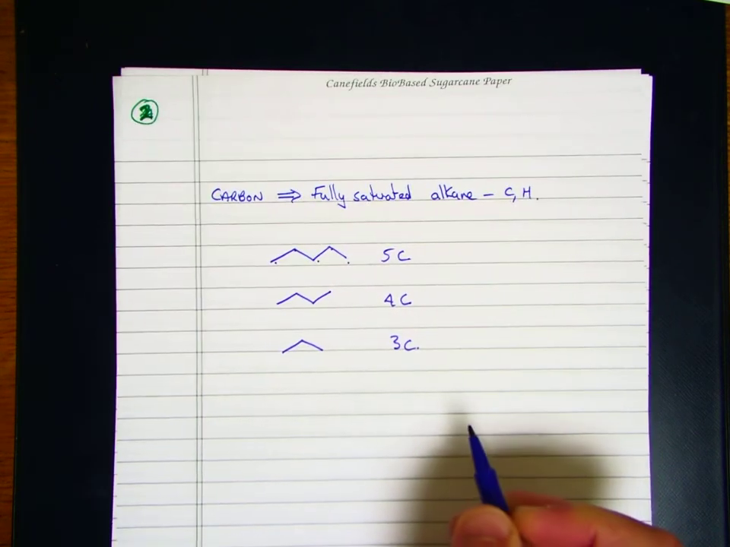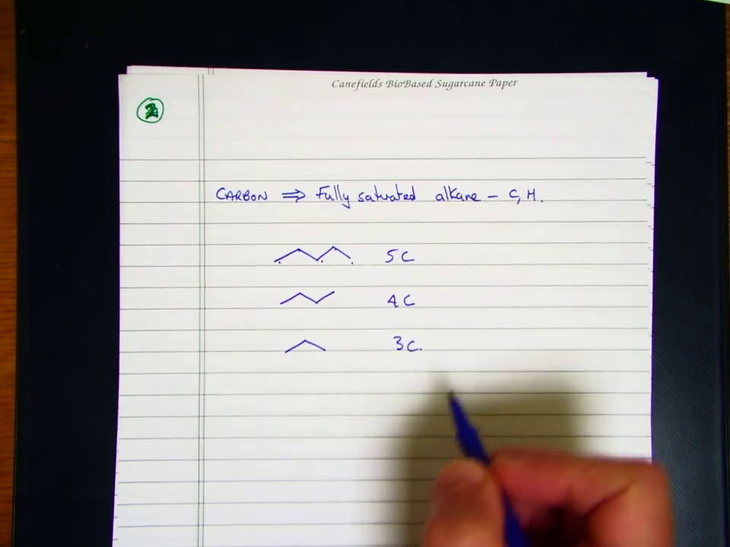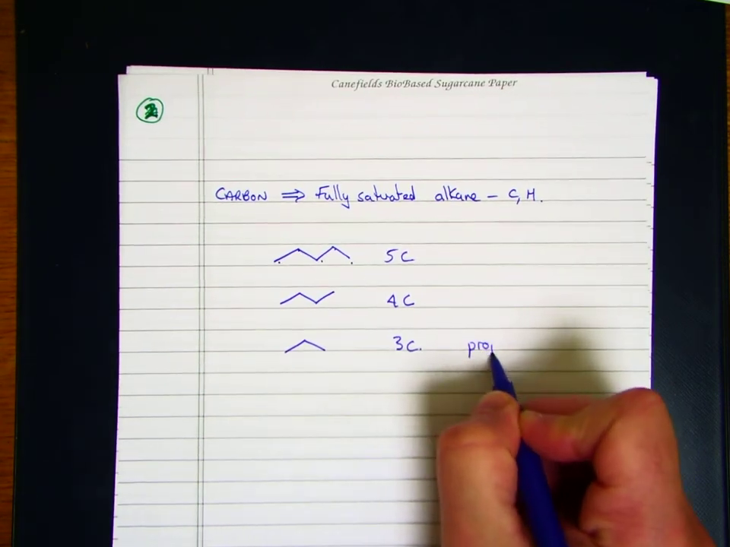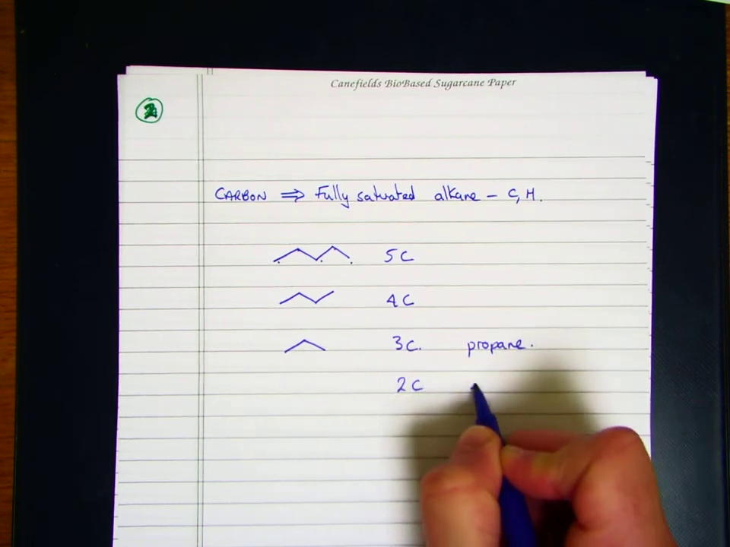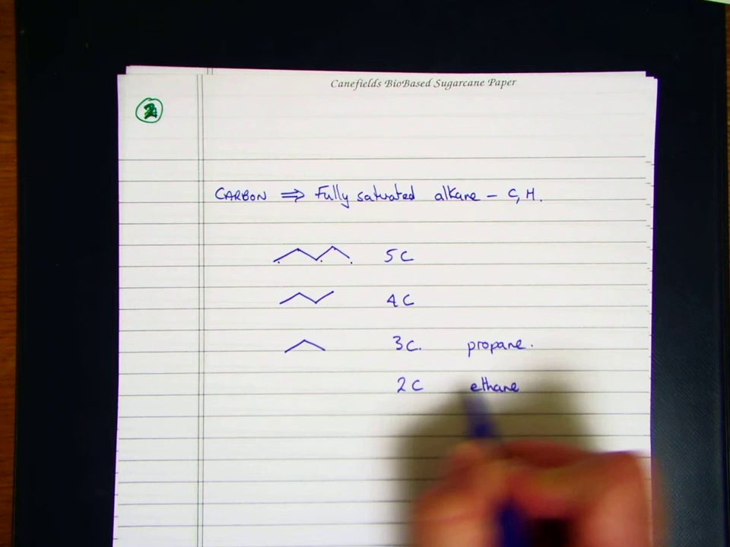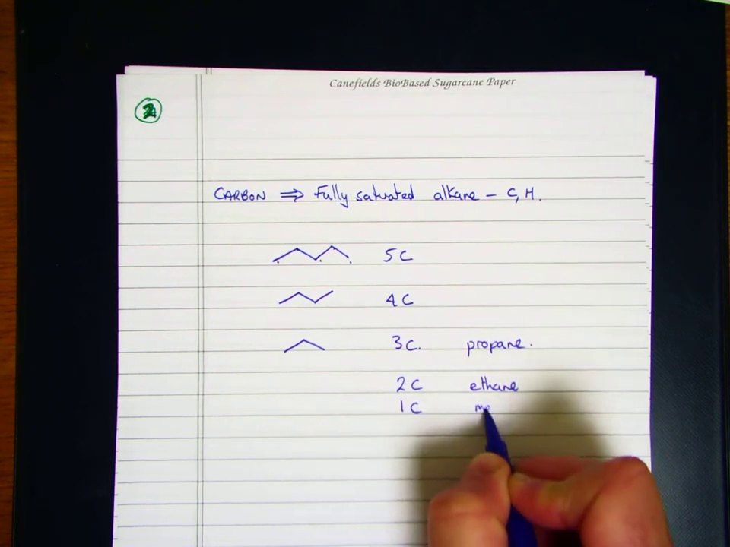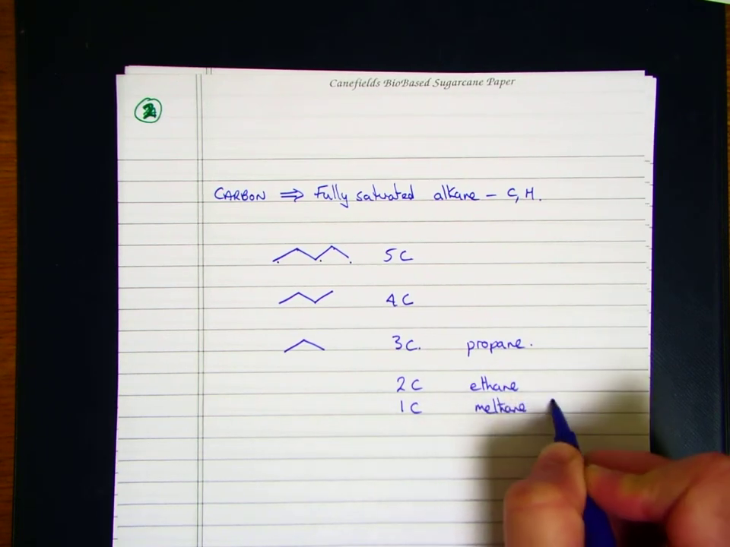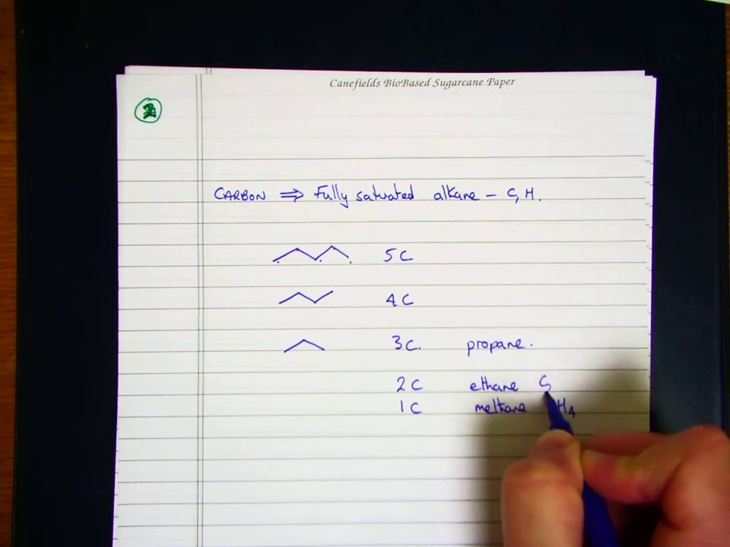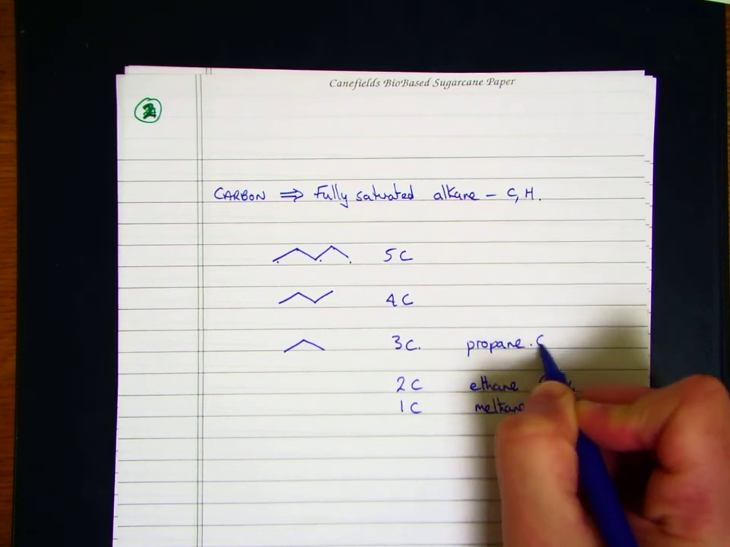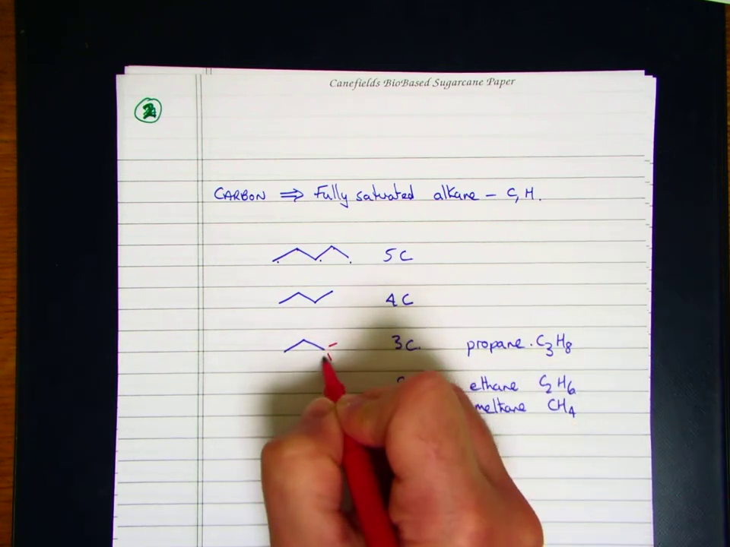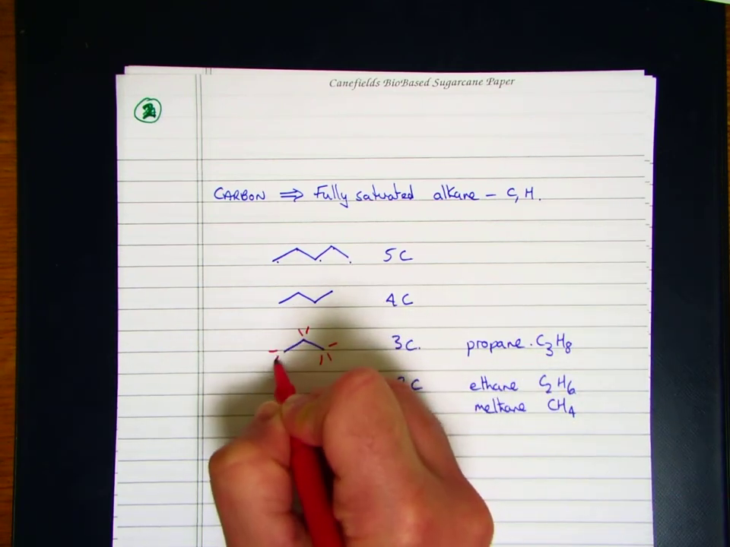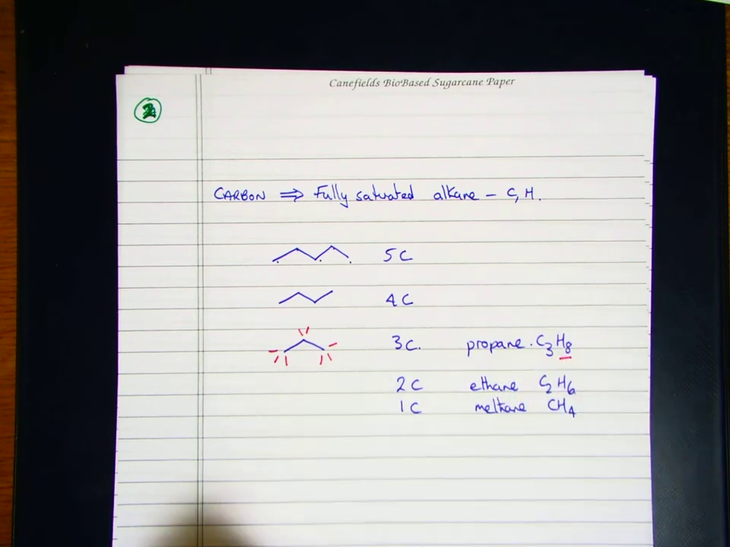And you're going to say, well, how do we know what the names of these are? Well, I can tell you that this is propane. If it's got 2 carbons, it's called ethane. If it's got 1 carbon, it's called methane. And the formula is going to be CH4 and C2H6, and this is C3H8. If you're not convinced of that, let's just check. 1, 2, 3, 4, 5, 6, 7, 8. Ta-da! Propane.